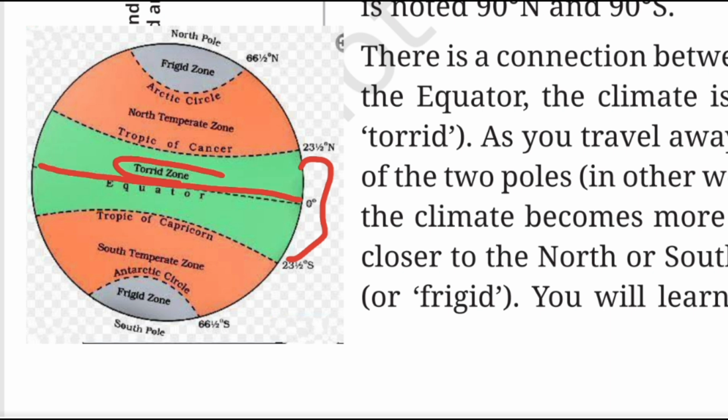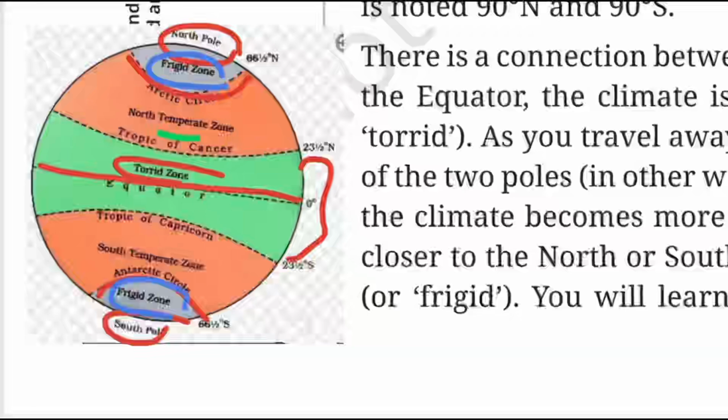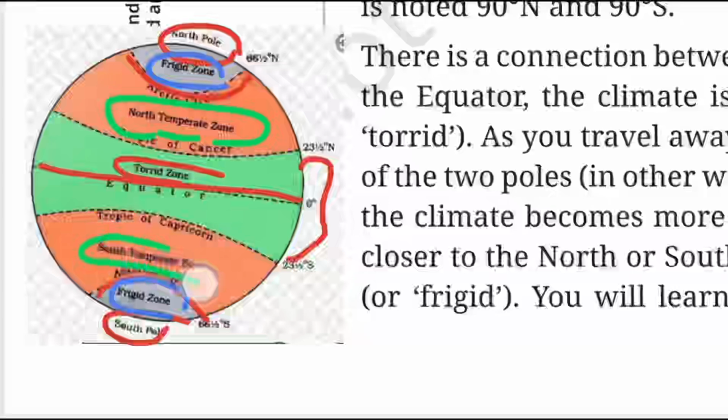Then we can move to the poles. Near the North Pole and near the South Pole, there is an area which is colder. That area is referred to as the frigid zone. Okay, in between, the temperature will be moderate. Another term for moderate is temperate. Temperate means moderate temperature. If it is in the northern hemisphere, this is the north temperate zone, and if it is in the southern hemisphere, this is the south temperate zone.